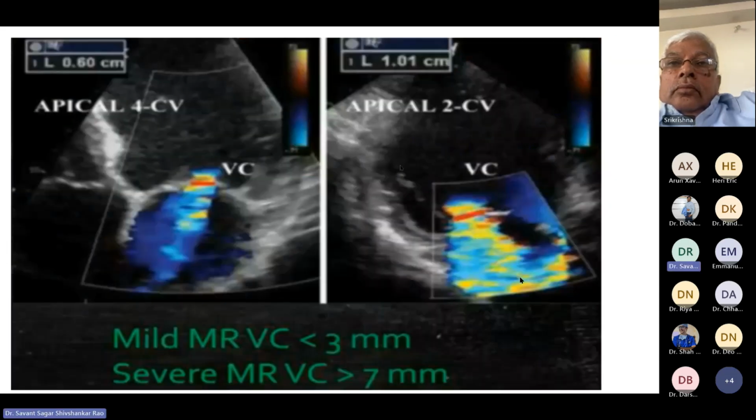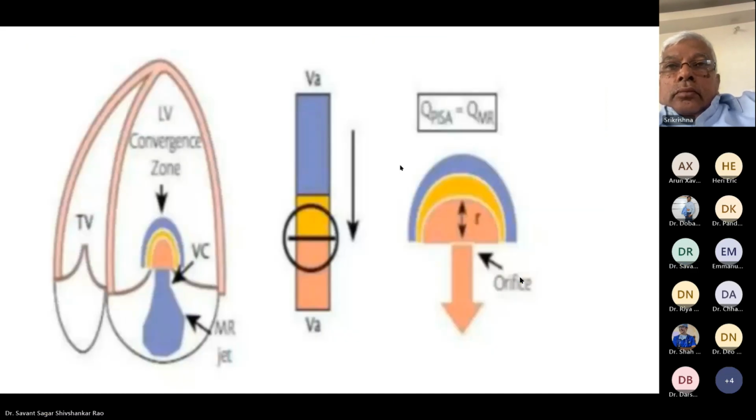So vena contracta, which is less than 3 mm, is considered mild, and something more than 7 mm is severe. Mainly these parameters are to be used in central jets, not in eccentric jets.